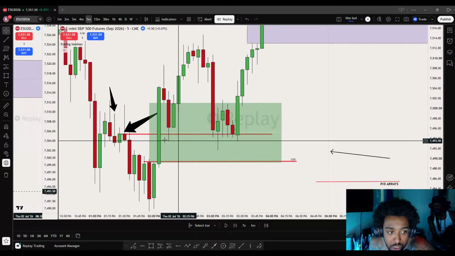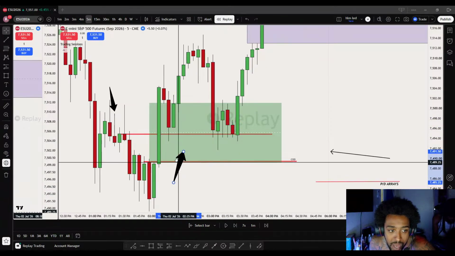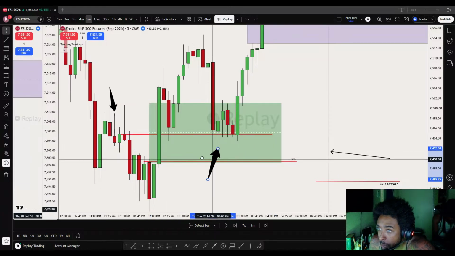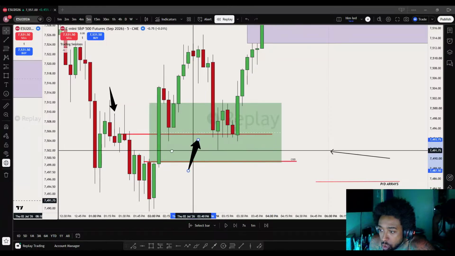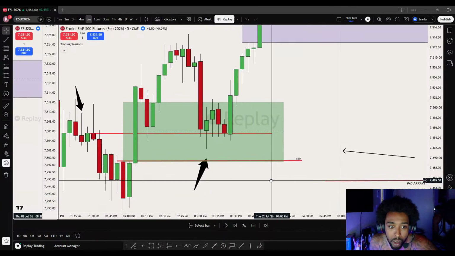And look what we get. We get the internal sweep. Look how we sweep this internal low right here. We have a low right here, and look how we swept it. A liquidity sweep. Remember, a liquidity sweep is when we sweep out the liquidity, when we sweep out the lows. And then what do we get? We get an order block.